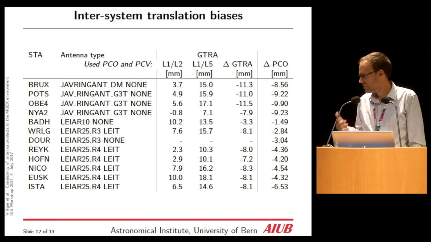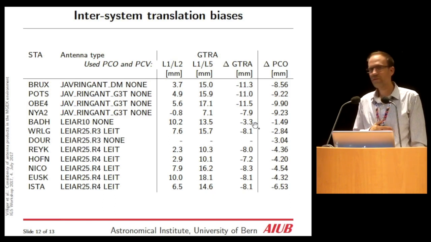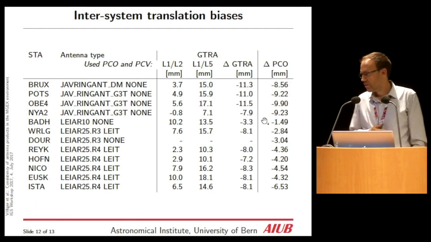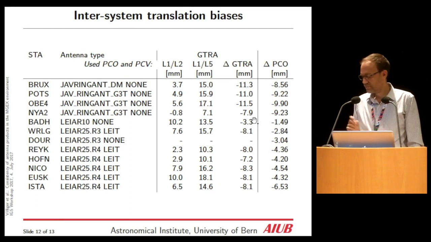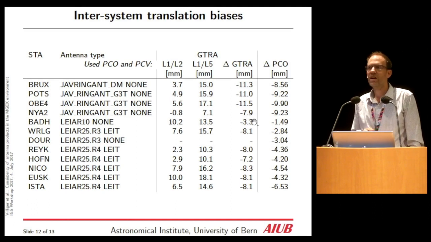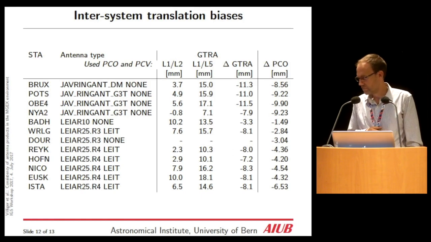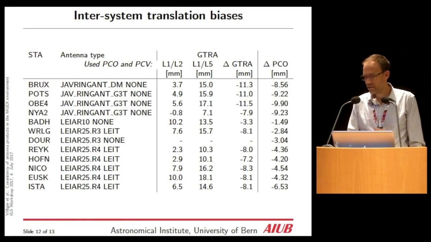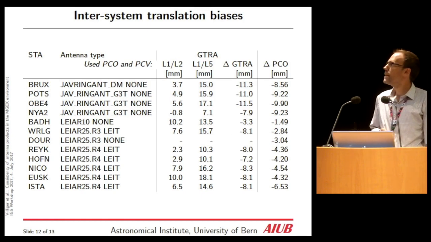The same is valid for the Leica receivers, where you have a PCO difference of roughly 4 millimeters, and the inter-system translation bias for the up component is 8 millimeters. So we see that some part of this translation could be explained by the PCO, and it fits quite well, even though we still have roughly 4 millimeters for the Leica antenna which is not coming from the PCO difference itself. And this was basically the test on the antenna side.